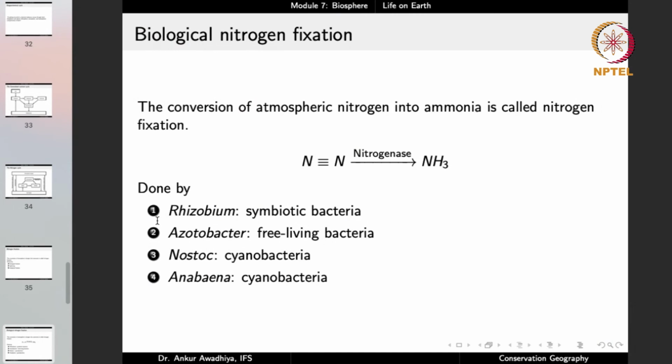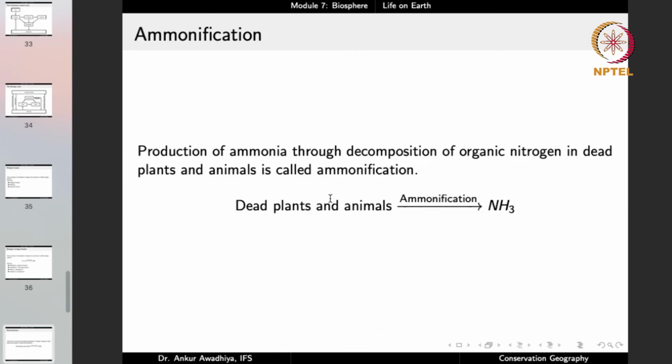Next, we have Azotobacter, which are free living bacteria. We have Nostoc and Anabaena, which are cyanobacteria. So, these are various organisms that perform biological nitrogen fixation, which is the conversion of atmospheric nitrogen into ammonia through biological processes aided by enzymes. Then we have ammonification, which is the production of ammonia through decomposition of organic nitrogen in dead plants and animals. So, dead plants and animals, through the process of ammonification, will make ammonia.